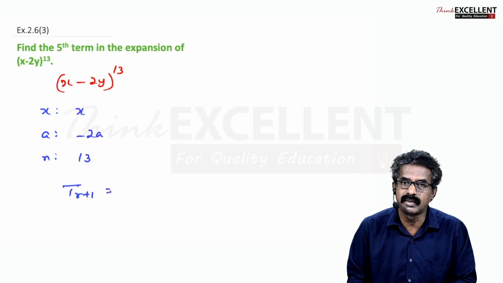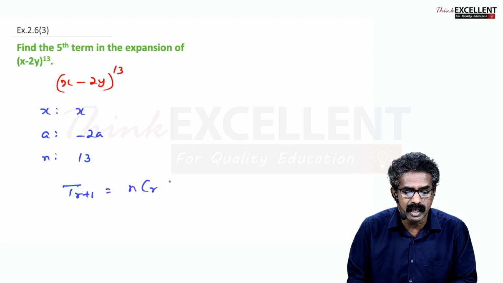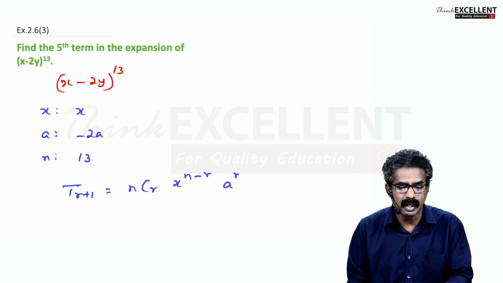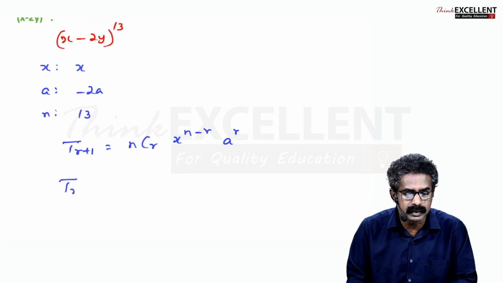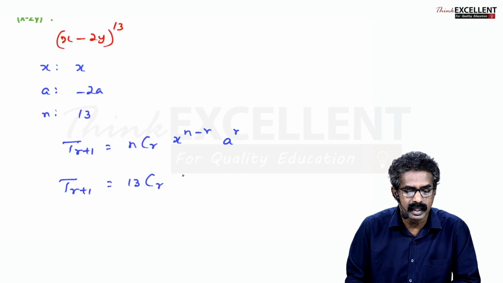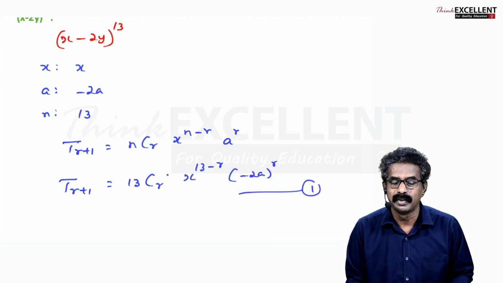Write the general term T(r+1). What's the formula? T(r+1) = nCr x^(n-r) a^r. That you have to study. Now substitute: T(r+1) = 13Cr x^(13-r) (-2a)^r. Up to this it is common for any question.